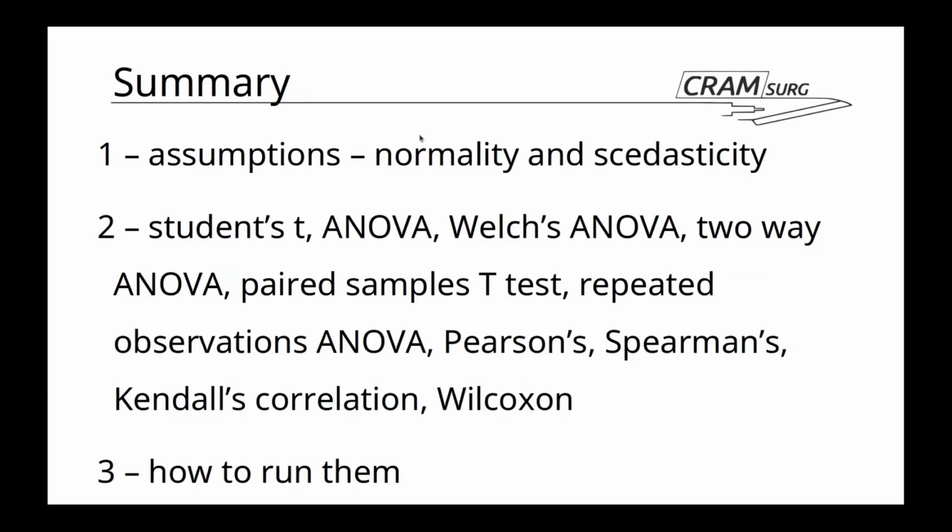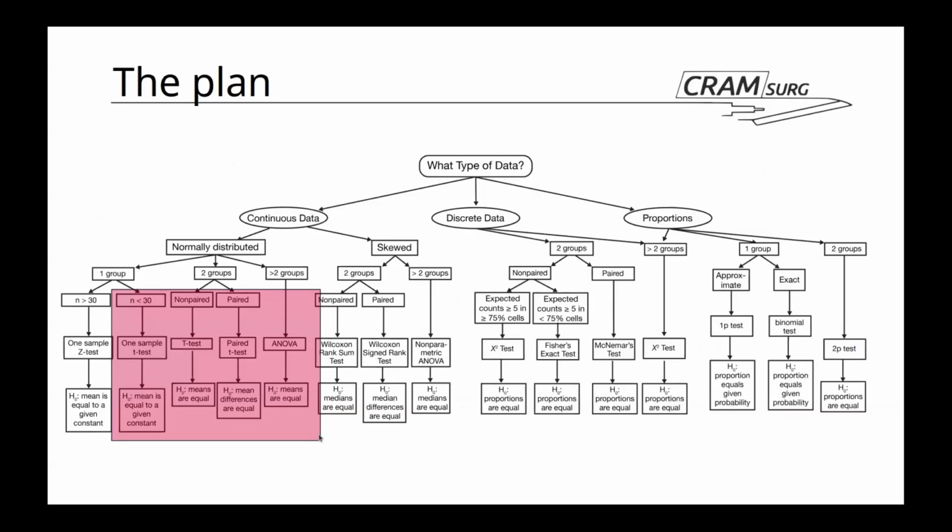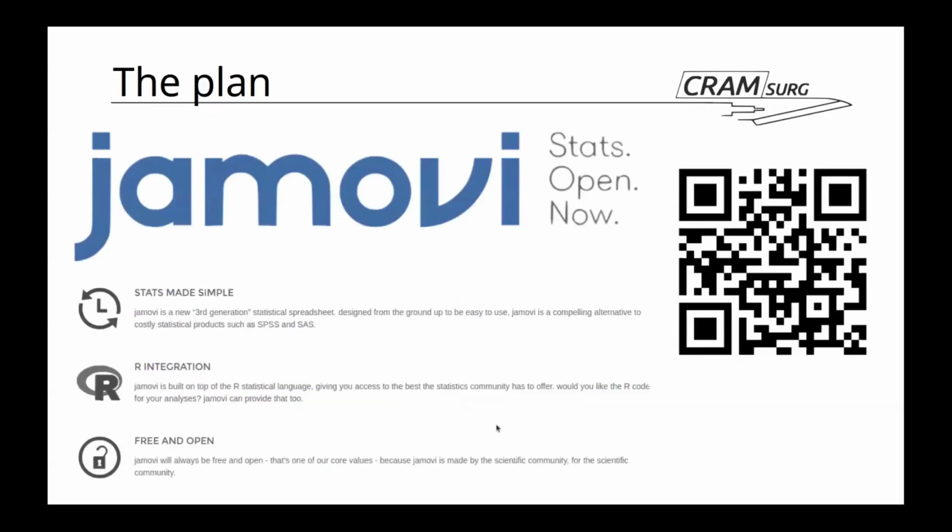This is a summary of what we have done so far. So we're going to quick fire through a few of these tests using an example. We're going to focus on normally distributed data today. So almost everything here is going to be about parametric tests, as we said. And we're going to do it with Jamovi.